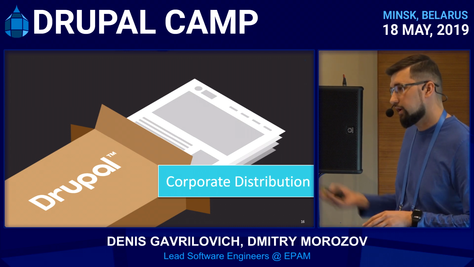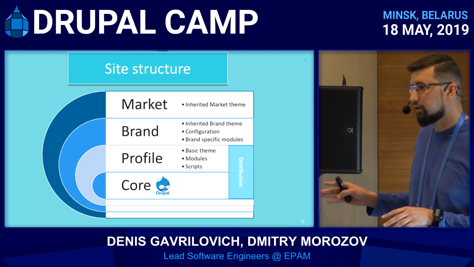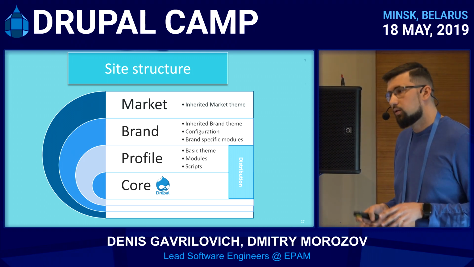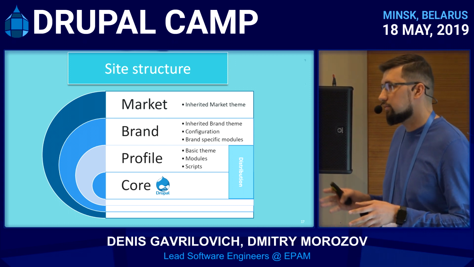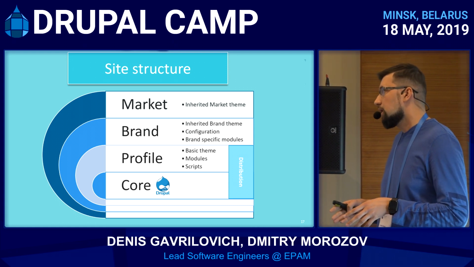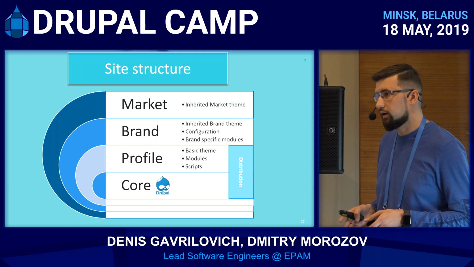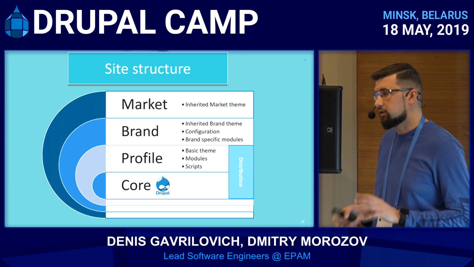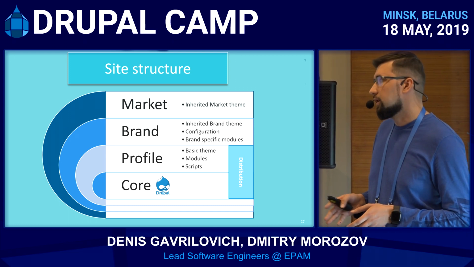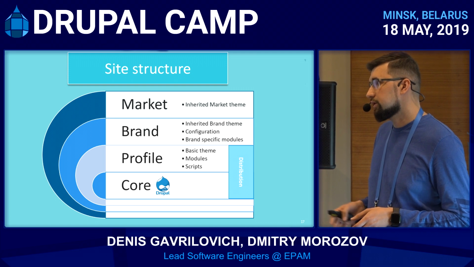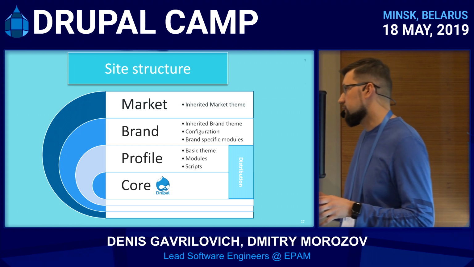Let's look at the high-level structure of each site. On the first layer we have Drupal, probably with some patches, and the second layer is the profile, where we have custom and contrib modules, the base theme, and some scripts for automation. The next layer is brand customization, where we have an inherited theme with some custom styles and brand-specific modules. And the last layer is market customization, mostly just some minor style fixes.